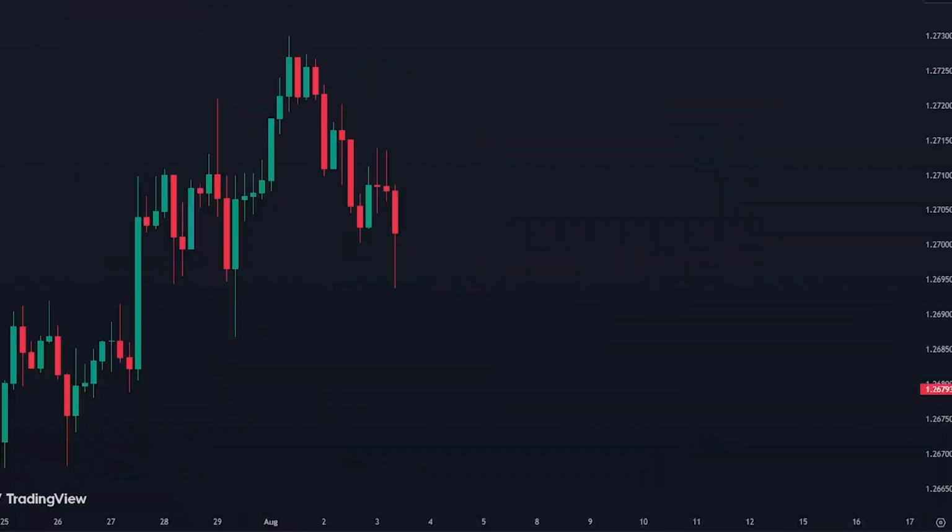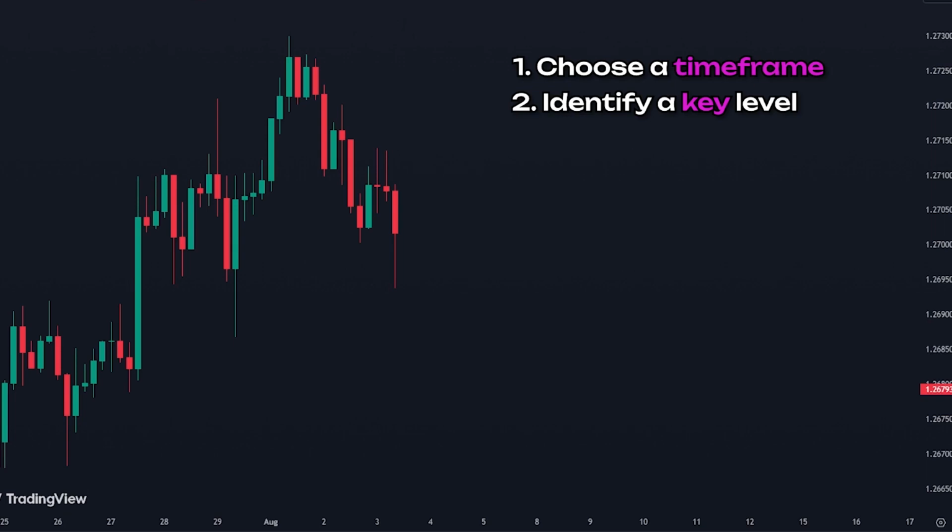So here's how the strategy works. The first step is we need to choose a time frame. I will be using the 4-hour time frame. The next thing you need to do is identify a key level within this time frame. As you can see, the price went up, hit, and reverses downwards, and so we can draw a resistance line up here.